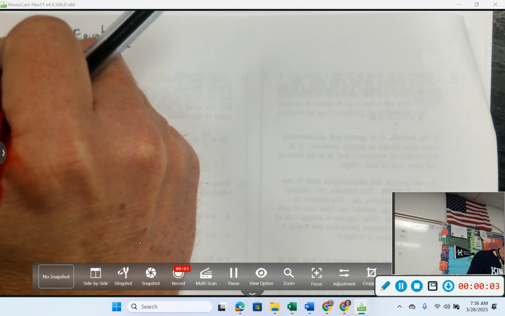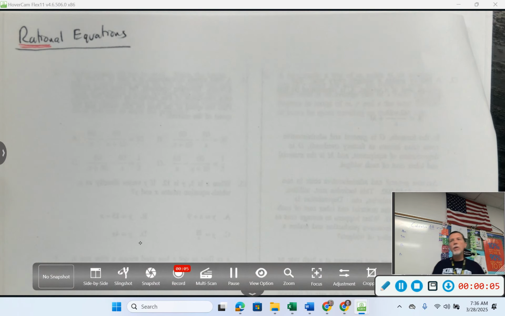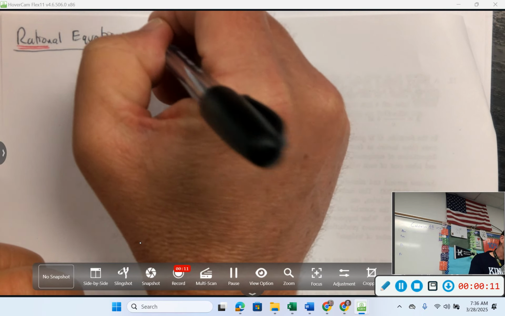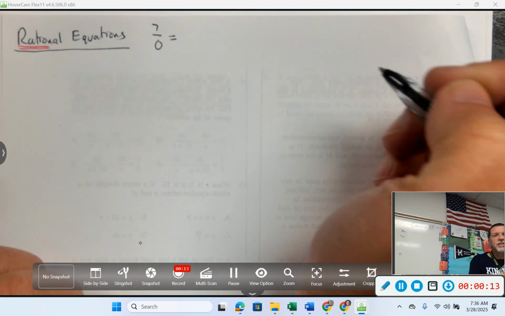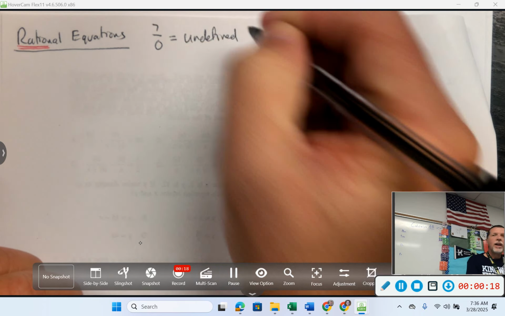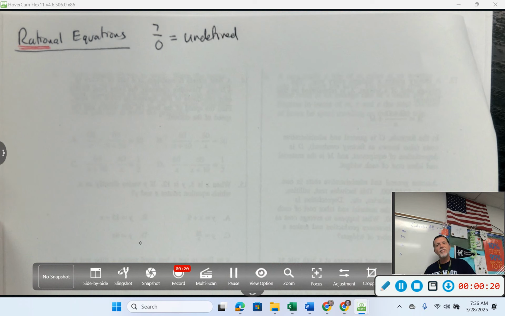Ratio equations. So we will have equations with fractions in them. And I'll just say it now for the 100th time. What is 7 divided by 0? Undefined. Of the 3 classes I've graded, only one person missed that.